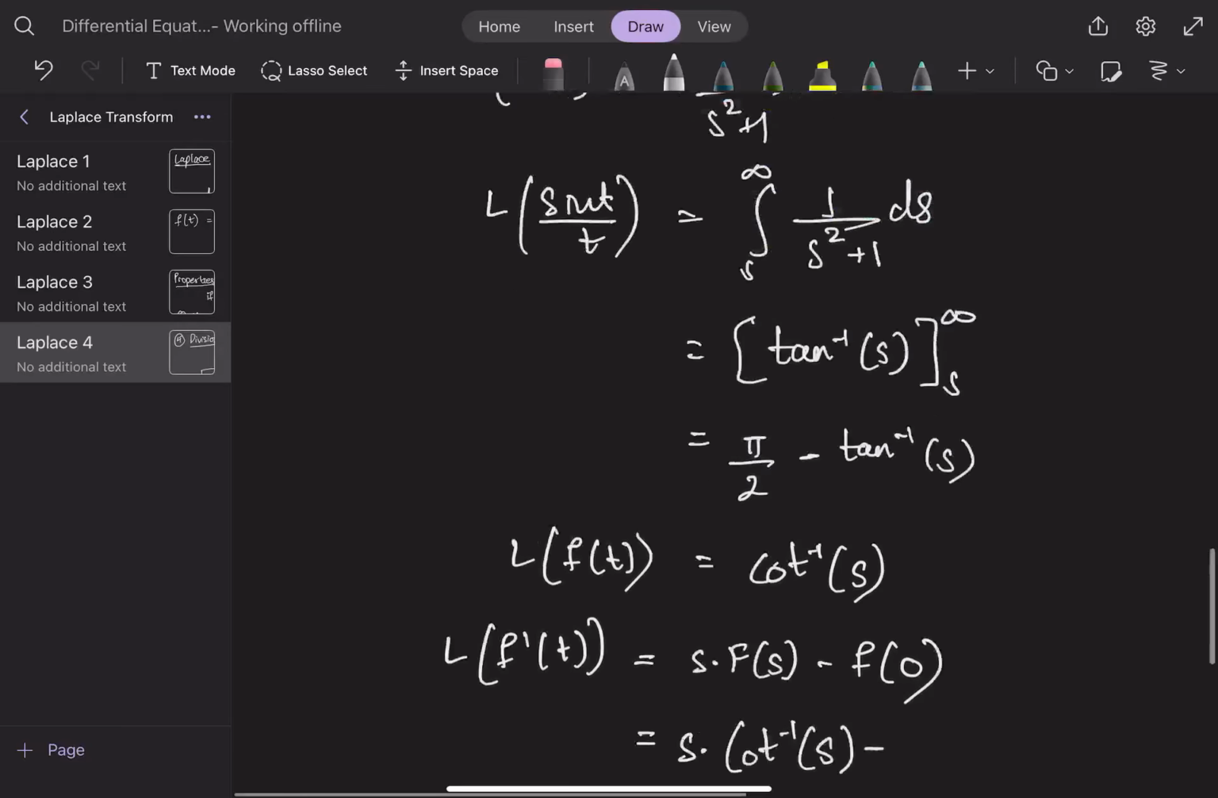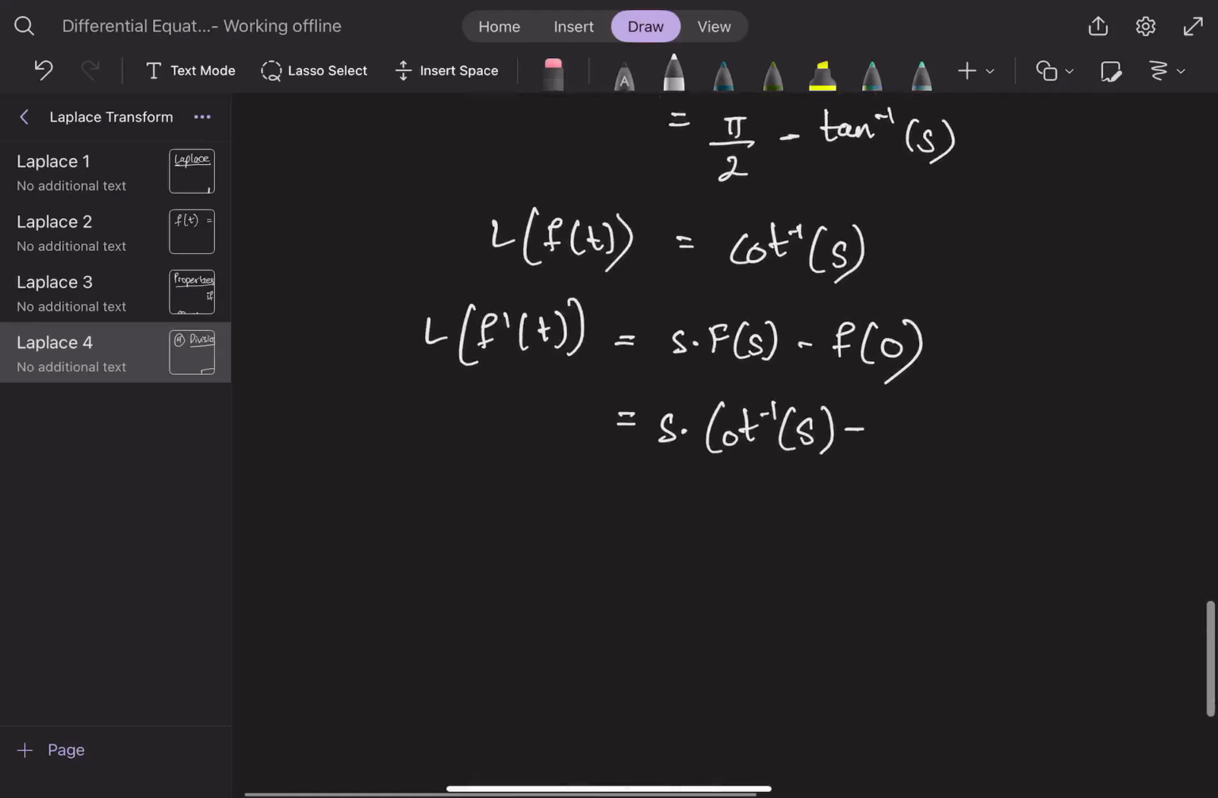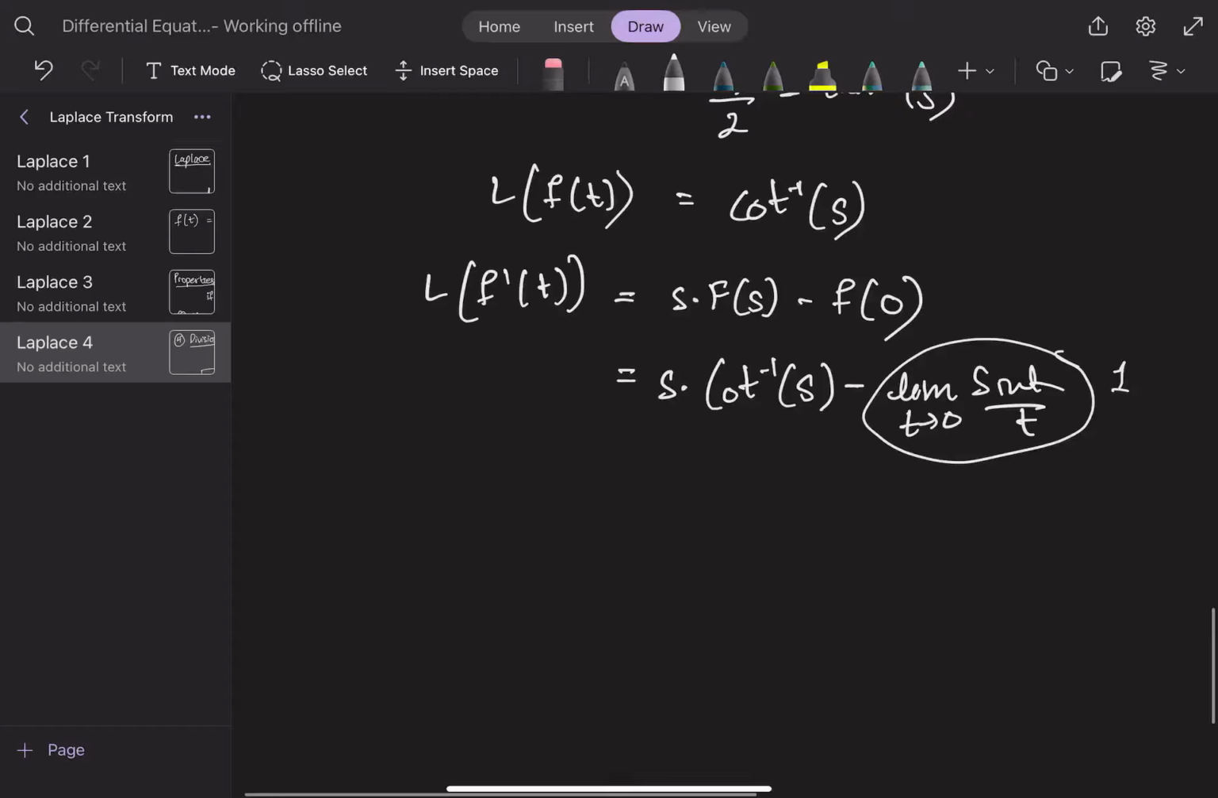Now your f was sine t divided by t. So you can write this as limit t tends to 0 sine t divided by t. As you know, this entire value is equal to 1. So your answer is s cot inverse s minus 1. This is the answer.